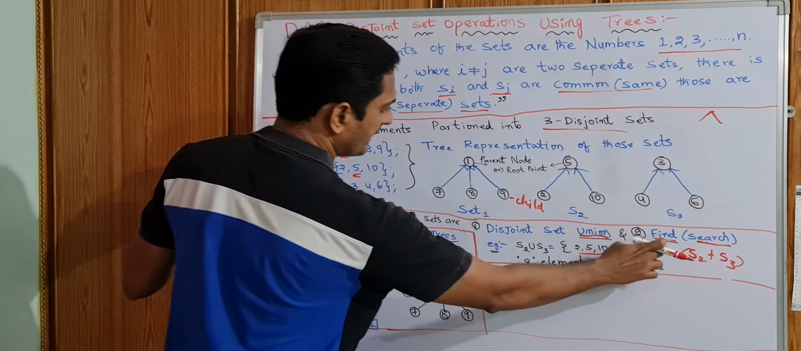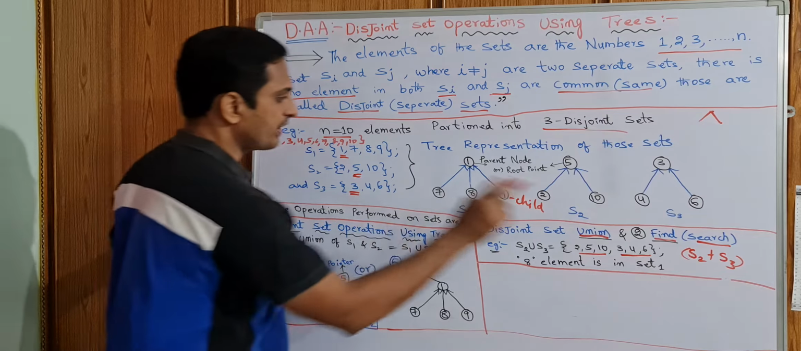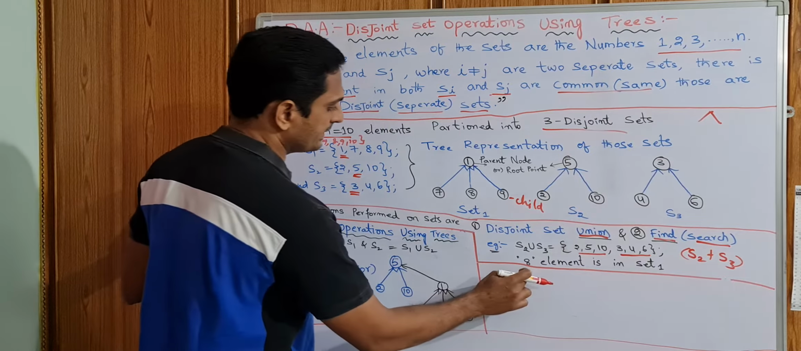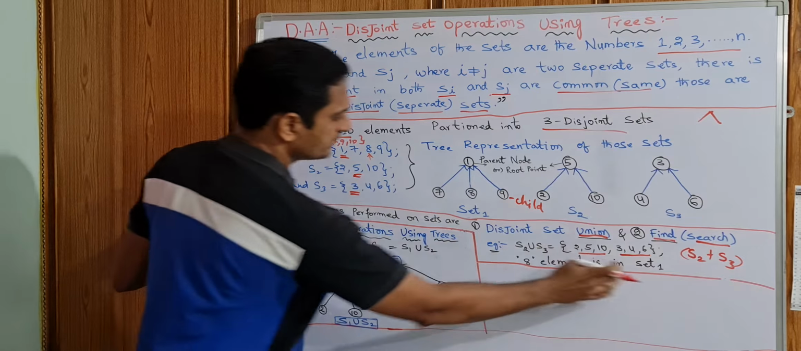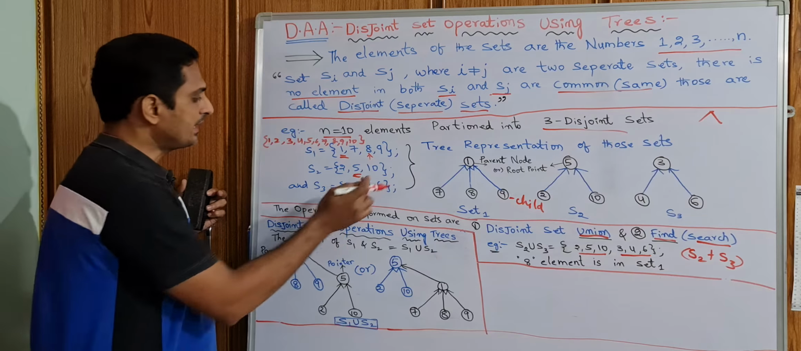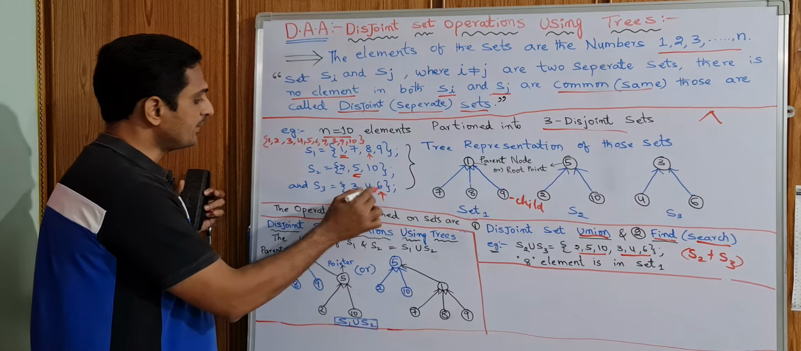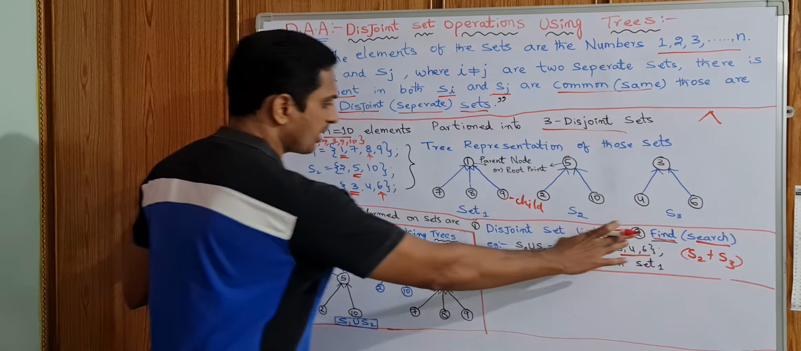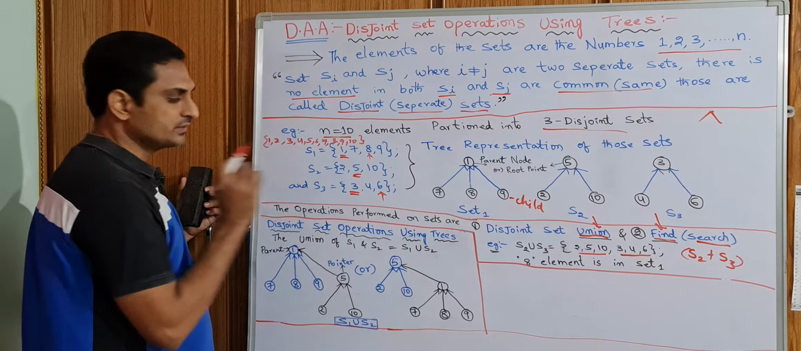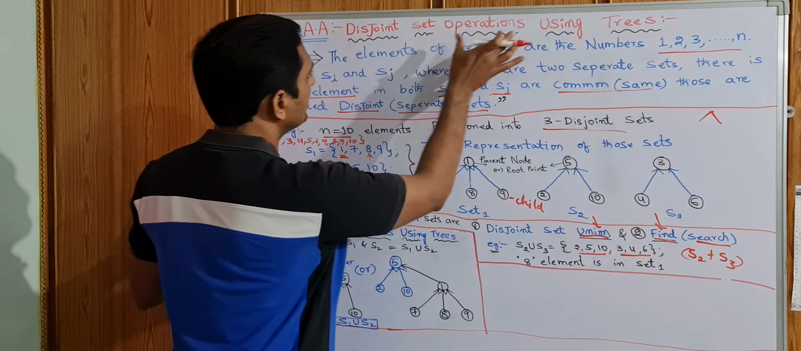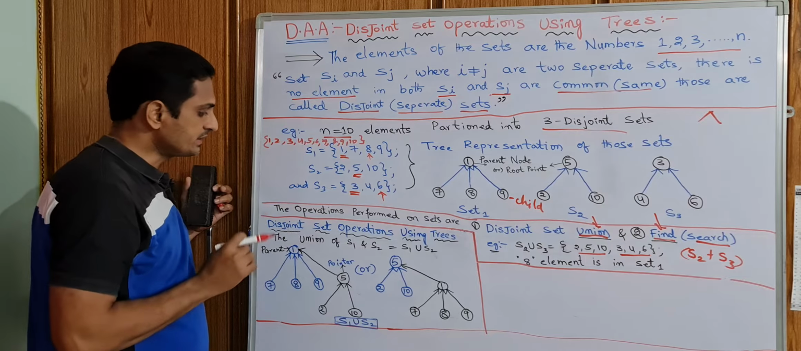The second operation performed on disjoint sets is find, nothing but search. For example, the element 8 is in set 1, the element 10 is in set 2, and the element 6 is in set 3. These two are the operations performed on disjoint sets. Now we need to find disjoint set operations using trees, which is one of the important questions in the second unit.